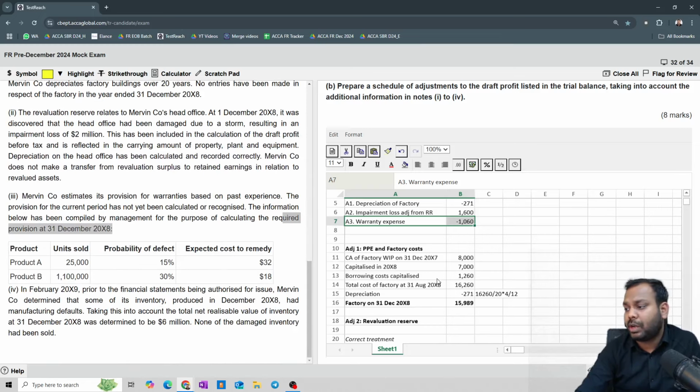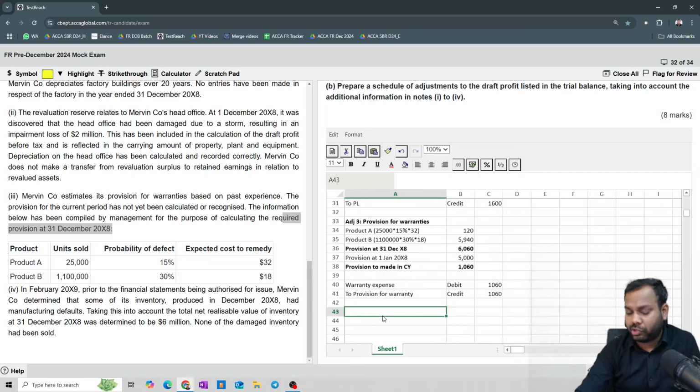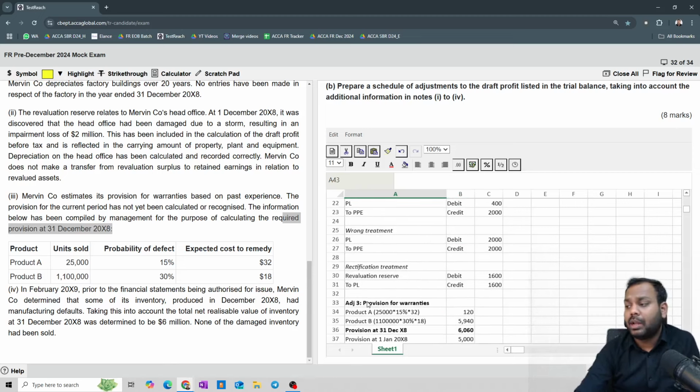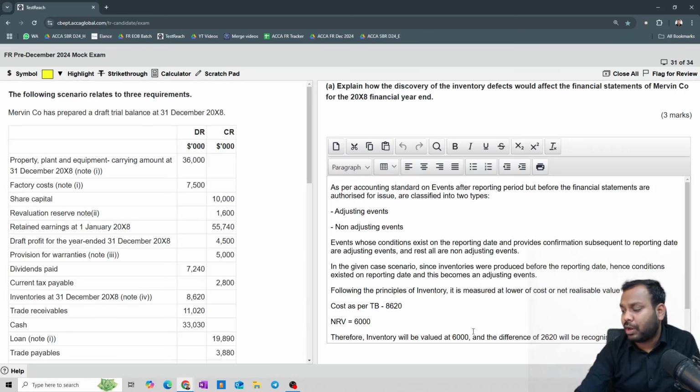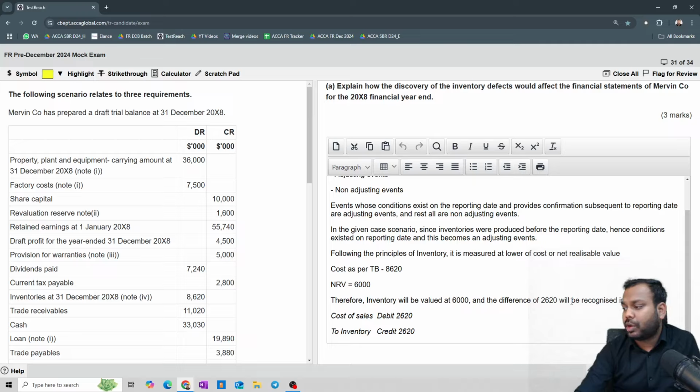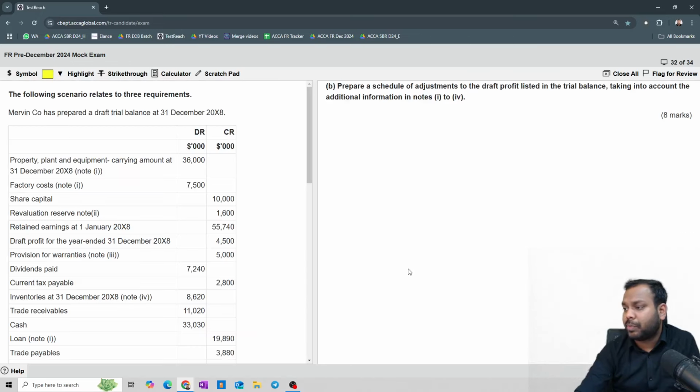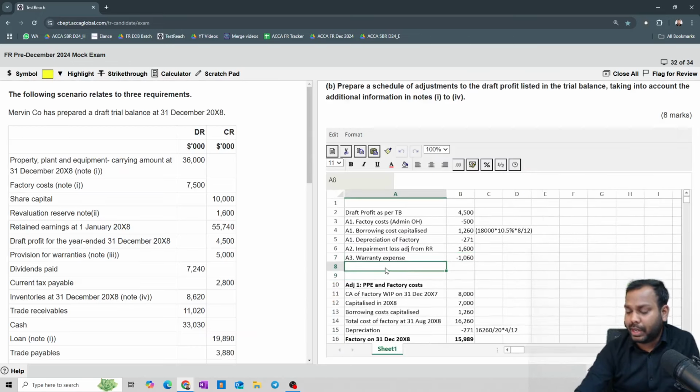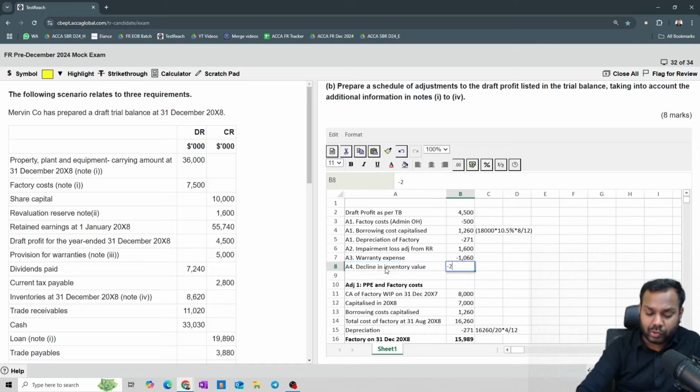Now coming to adjustment number 4, already explained in the previous question. So we have to record an expense of 2620. So right here, A4 decline in inventory value, minus 2620. So these are the adjustments that you were required to do.